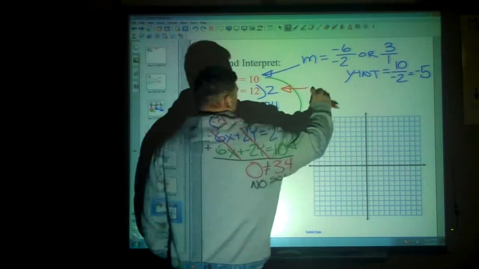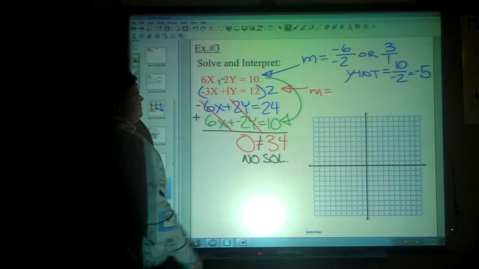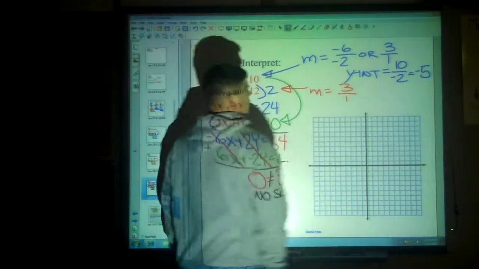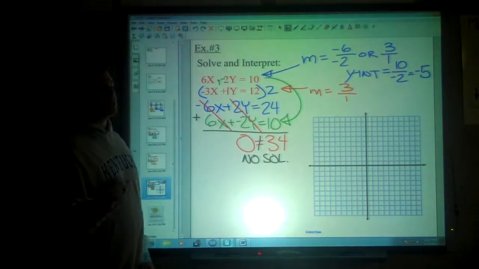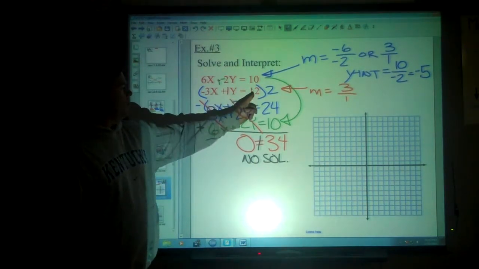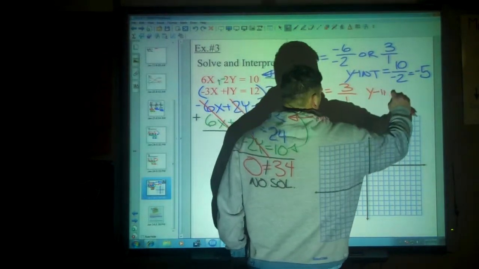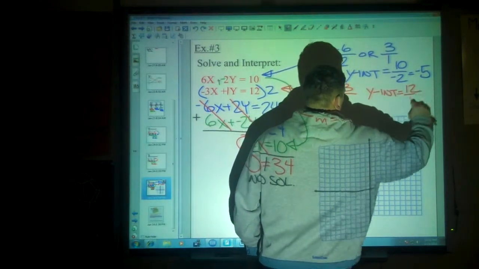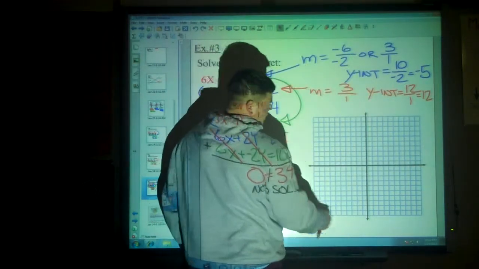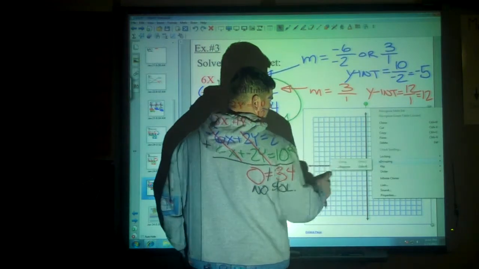It has a slope of opposite A over B, which B is a 1. That would be 3 over 1. So you'll notice the slopes are the same, and if the slopes are the same, it's either going to be parallel or coincide. And then our y-intercept is 12 over 1, which is 12. So a quick adjustment to our graph, ungroup it.